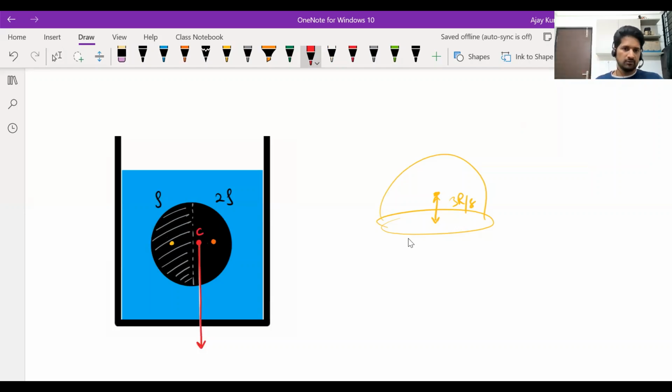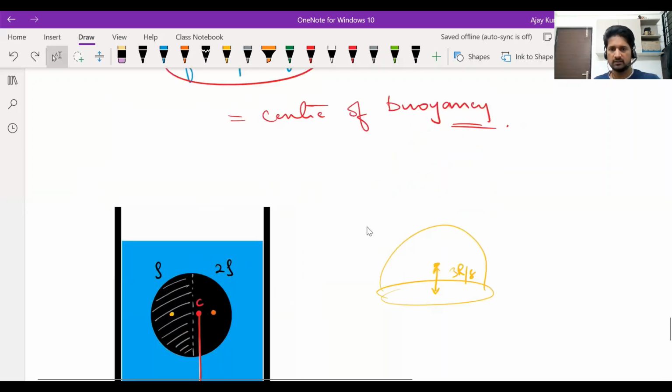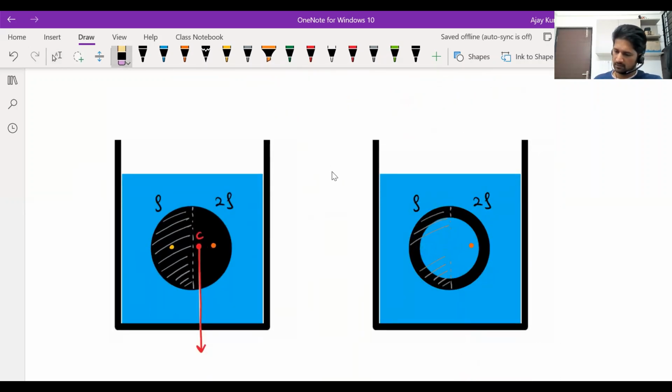Now, what about buoyant force? Buoyant force depends on pressure distribution. And buoyant force can be visualized if you imagine that space to be filled by the liquid itself. Okay, I will do that on the right side. Imagine that space being filled by the liquid itself. Liquid is uniform. Then where will the center of mass of the liquid be? At the geometrical center. Therefore, buoyant force acts through this point, the geometrical center of the sphere, like this.